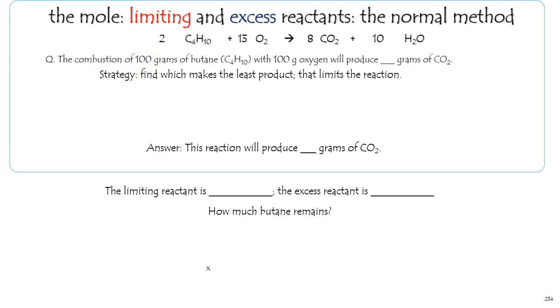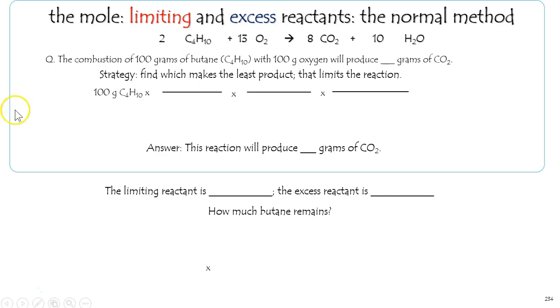The tried and true method is to take that 100 grams of butane and calculate how much CO2 it will make, assuming plenty of oxygen, and then do the reverse. Take your 100 grams of oxygen, see how much that's capable of making. The lower number will be the answer, since that will be the one that you've run out of, and at that point you're done. It's two 3-steppers, takes some time.